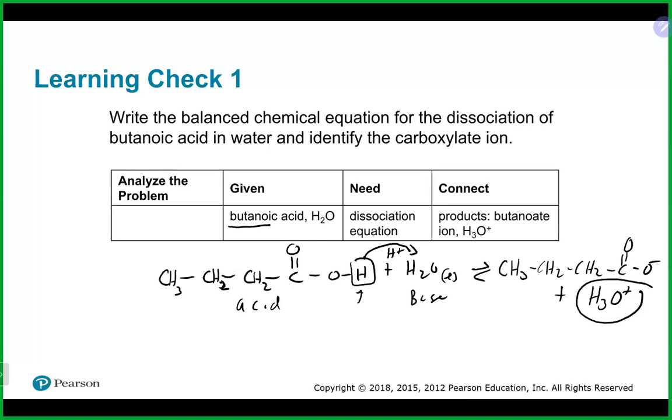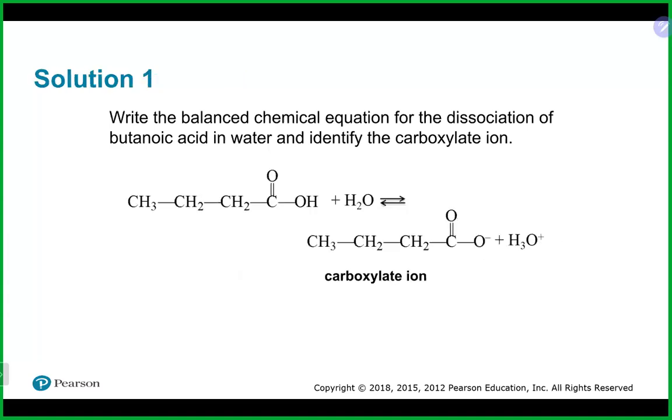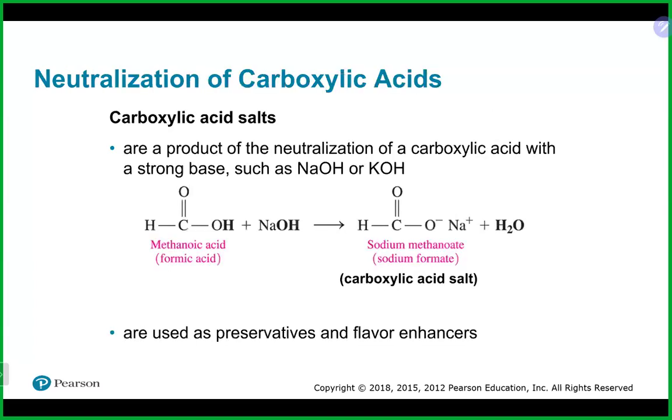Okay, we're going to continue on. So we have our acid that can dissociate in water, like any type of acid, as we talked about. This carboxylate ion that it forms, you will not be responsible for naming it or giving the name of it. But as you can see up here, you just put -oate on it. So that would be butanoate ion, but you're not going to be responsible to name it.